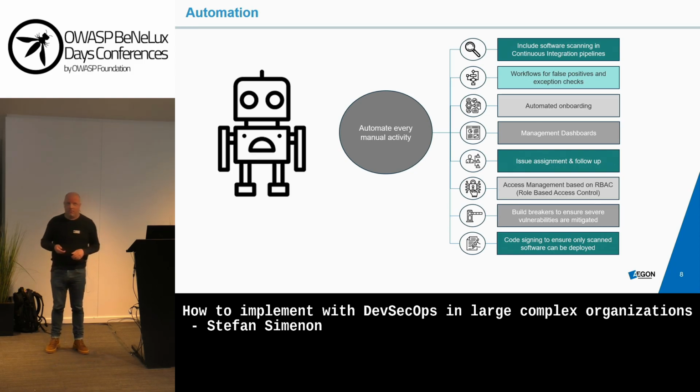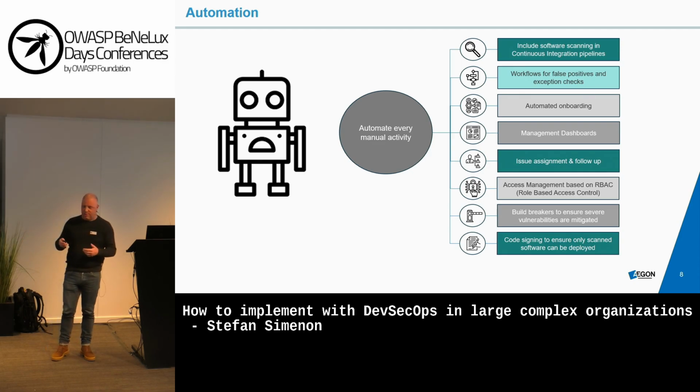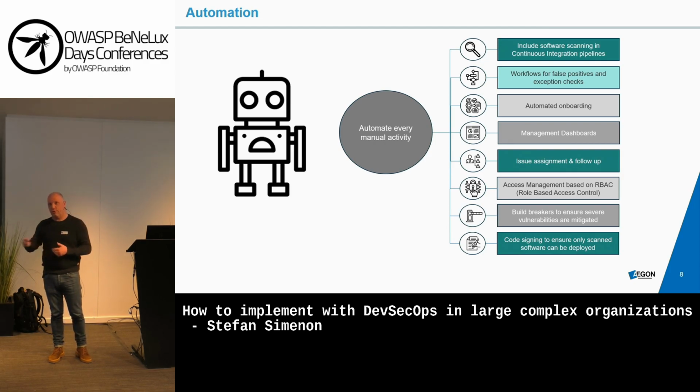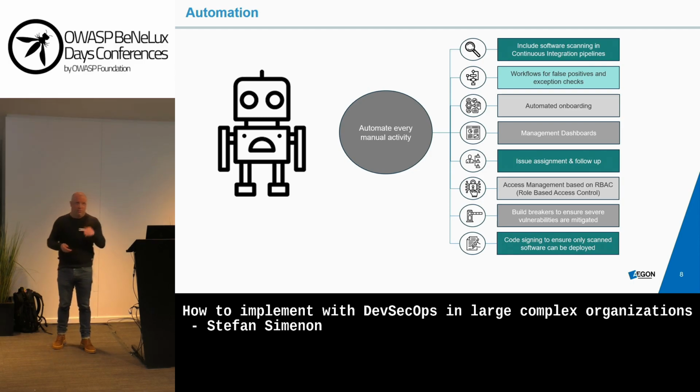But the teams should have continuous time and focus on automation. Because the more it's automated, the less time it costs to fix issues, the more buy-in you will have from the business, but also the more issues you can fix, or the more time you can spend on business functionality. So automation is something which is crucial in a DevSecOps journey.